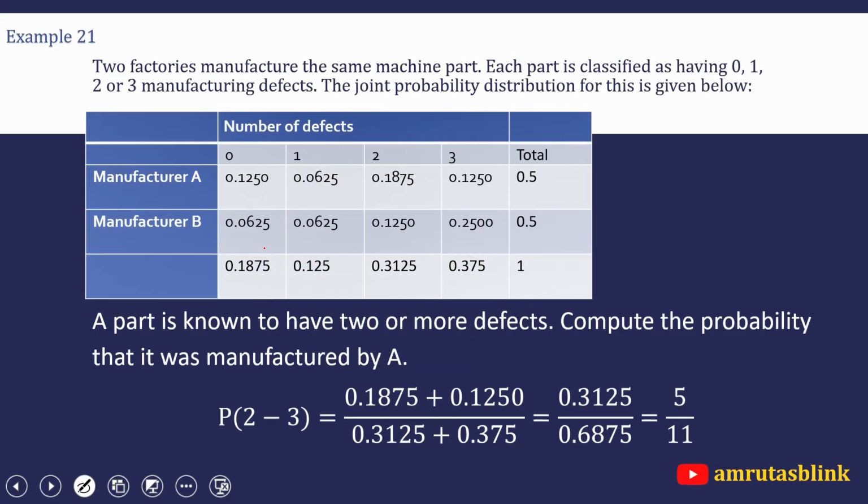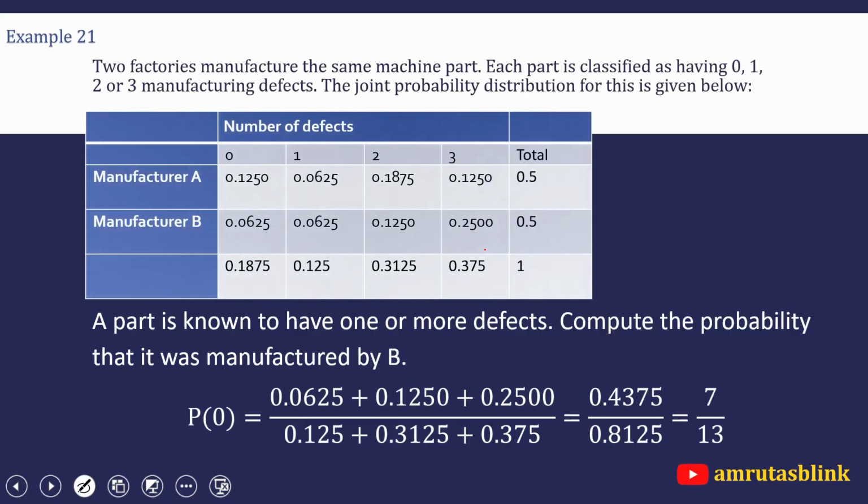A part is known to have 2 or more defects. Compute the probability that it was manufactured by A. Now, 2 or more defects means in the numerator we will have the summation of these two, that is 0.1875 upon 0.1250, and in the denominator, the sample space, we need the total probability of having 2 or more defects, that is 0.3125 plus 0.375, which is equal to 0.3125 upon 0.6875, which is equal to 5 by 11.